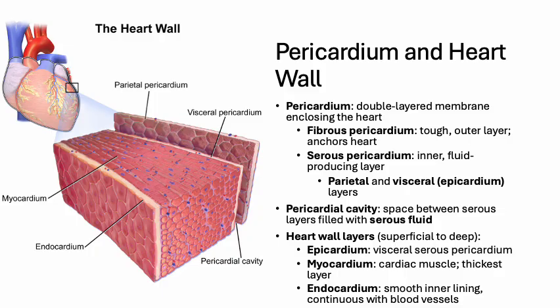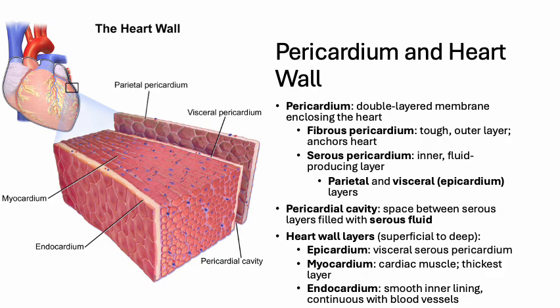The serous pericardium lies beneath that. It's a thinner, double-layered membrane that produces lubricating fluid. The parietal layer lines the fibrous pericardium, and the visceral layer, also called the epicardium, adheres directly to the surface of the heart. Between these two serous layers is the pericardial cavity, which contains serous fluid. This fluid allows the heart to beat with minimal friction, which is critical considering how often the heart contracts each day.